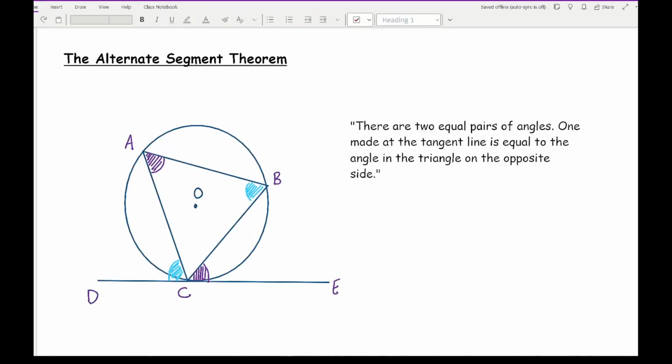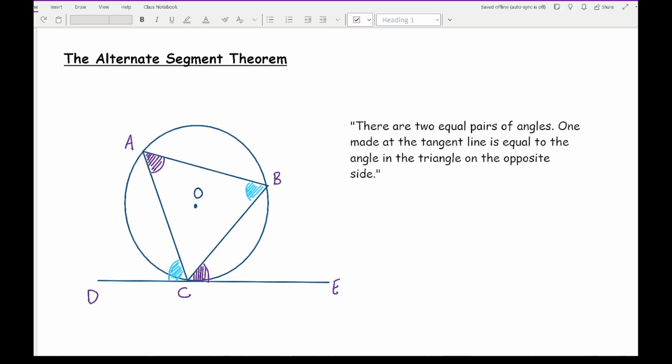So now let's move on to the alternate segment theorem. Now again, the alternate segment theorem is quite unique compared to the other theorems because when you are asked to give a reason or explain your answer, all you'll need to say if you're using this theorem is just say the alternate segment theorem. To a point, you could even get away with using the acronym of AST.